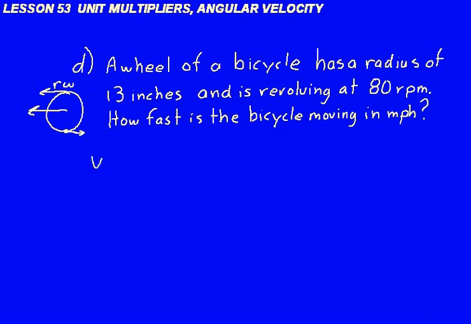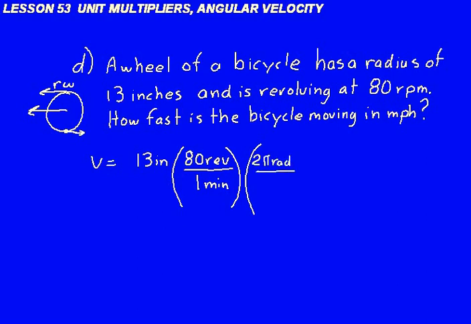So let's just go ahead and do that. We'll just say V is equal to the radius of 13 inches times 80 revolutions in 1 minute. But we want to know how fast it's moving in miles per hour, so we need to do some conversion factors here, or unit multipliers, multiply by them to get the units in miles per hour. First, though, remember, omega, the rotation rate, the angular velocity, that has to be in radians. The units in the numerator have to be in radians for it to work right, for you to actually get the speed correct. So let's do that as our very first unit multiplier. 2 pi radians in 1 revolution. So our revolutions will cancel out.